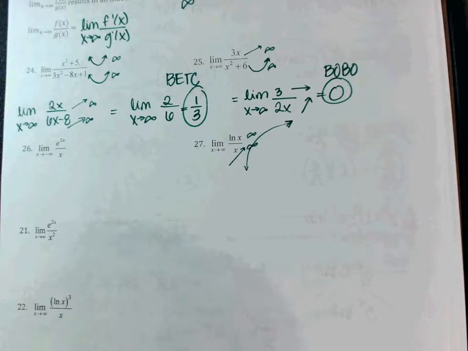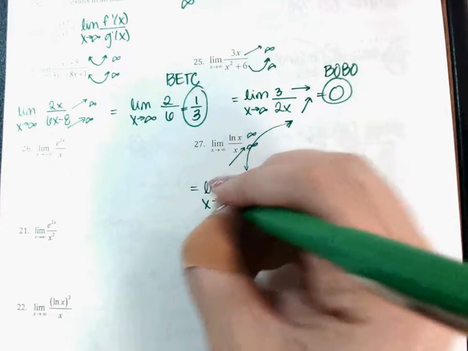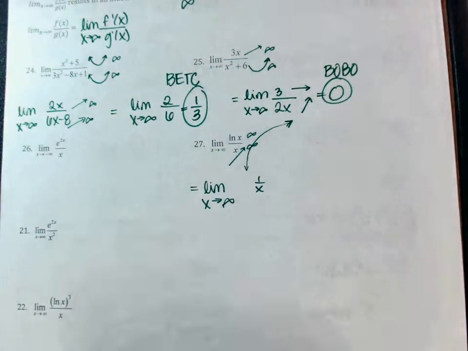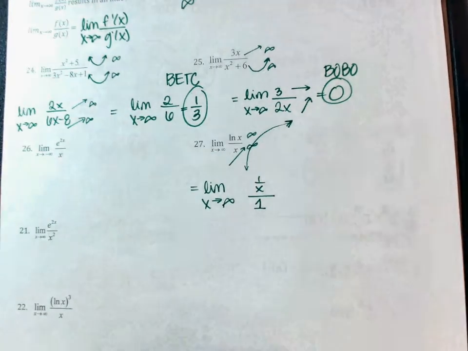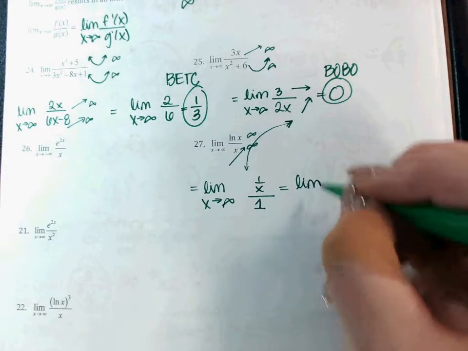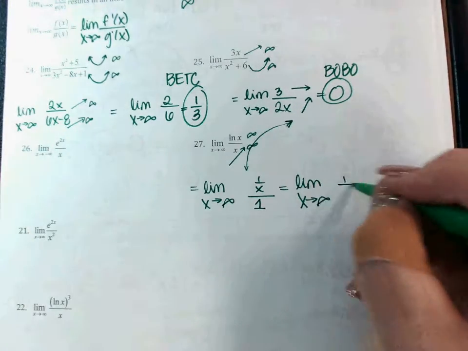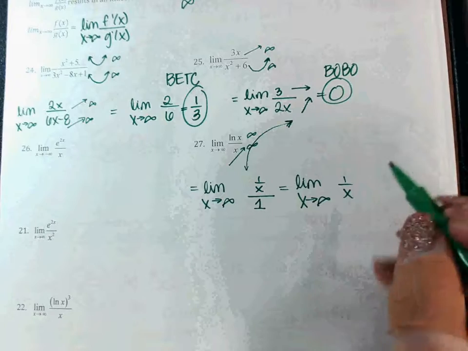What's the derivative of ln x on top? 1 over x. What's the derivative of x on bottom? 1, right? And what's 1 over x over 1? It's the same as 1 over x. And then from there I would think about my shapes. 1 is flat across. What's infinity doing?